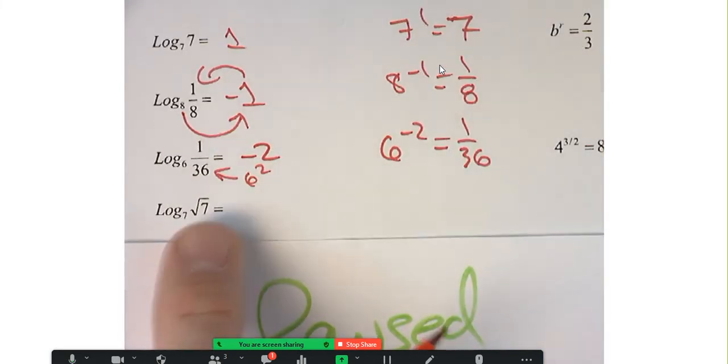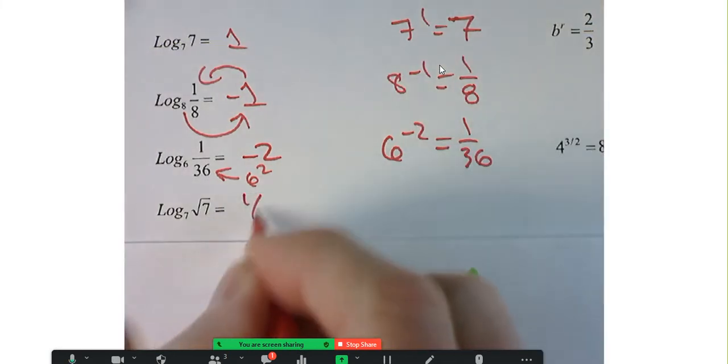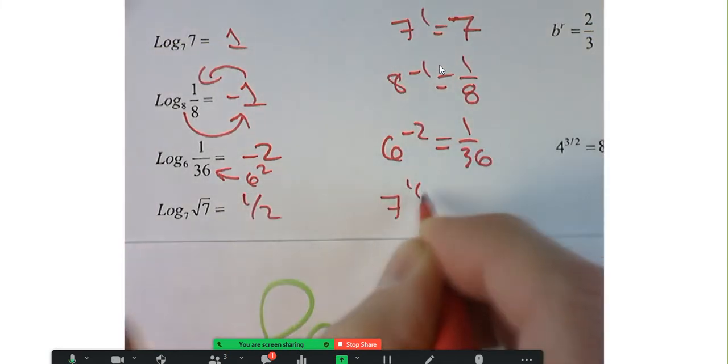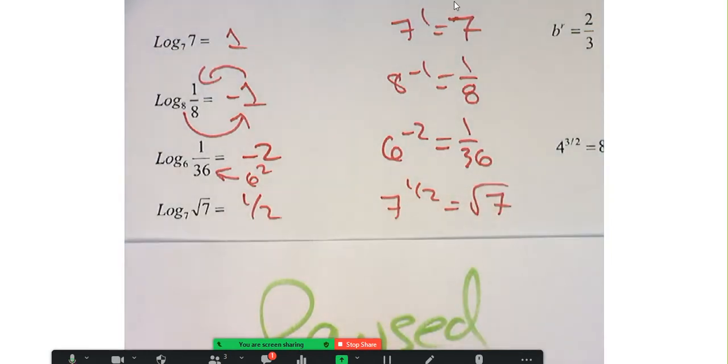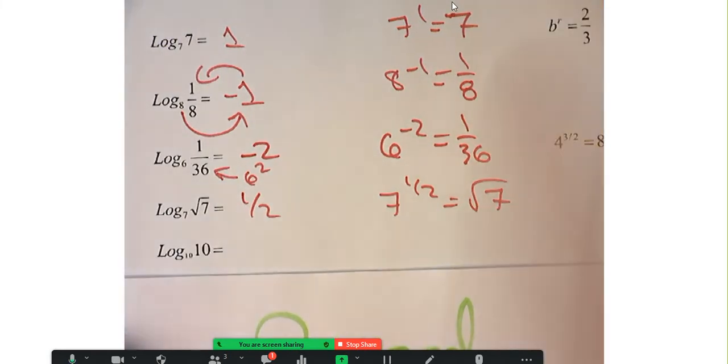Who remembers this kind of stuff? What power of 7 would give me the square root of 7? Is it 1/2? Oh, well done. Yeah, 1/2. Because 7 to the 1/2 power is the same thing as the square root of 7. Yeah, excellent. So let's continue. These were getting harder, but now they're going to get easier.